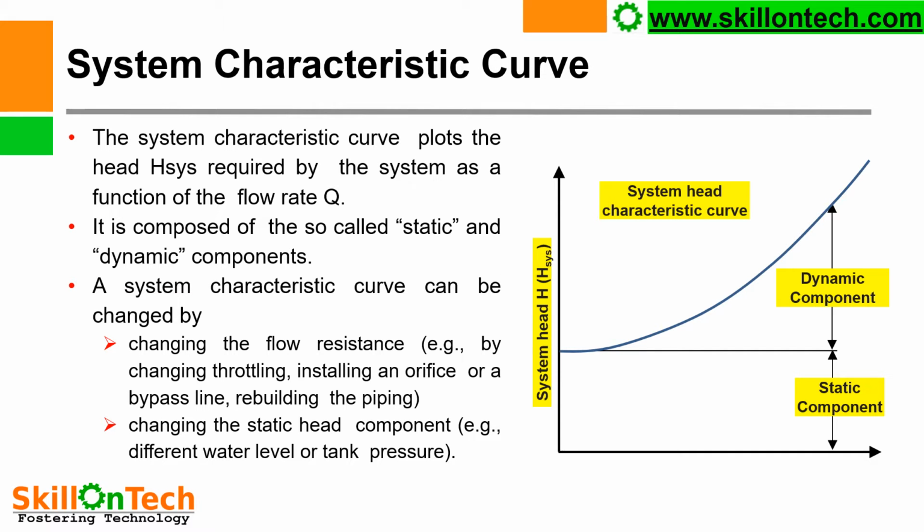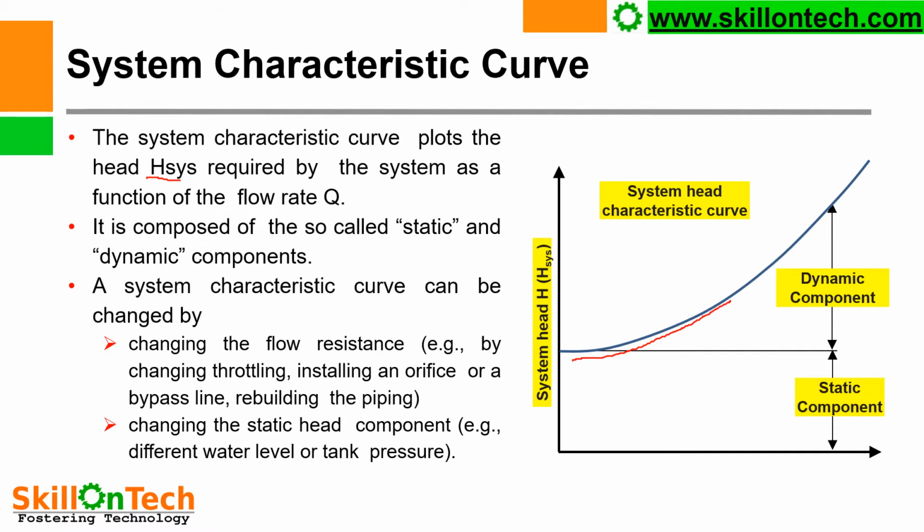System characteristics curve. You can see this is a system characteristics curve. The system characteristics curve plots the head H system required by the system as a function of the flow rate Q. In a pump, we know the pump delivers a fluid, which can be water, to a particular destination that may be a tank or a reservoir. The flow goes through a discharge pipeline.